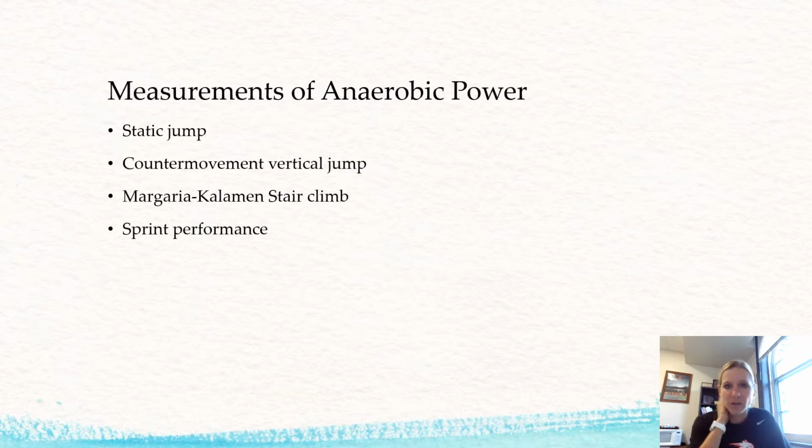So again, we talked about anaerobic power, which really represents that ATP phosphocreatine system. We can do a static jump and a counter movement jump. Again, we did those in class. We also did the Margaria-Kalamen stair climb and sprint performance. Now, when we look at each of these tests, we can also look at this within that realm of that ATP-PCr system. So when we do the static jump, the counter movement jump, and the Margaria-Kalamen stair climb tests, again, we're not necessarily maxing out that energy system. So again, a static jump should only take me a second or two to complete. So therefore, we're really not getting to the phosphocreatine side of that energy system when we do those tests.